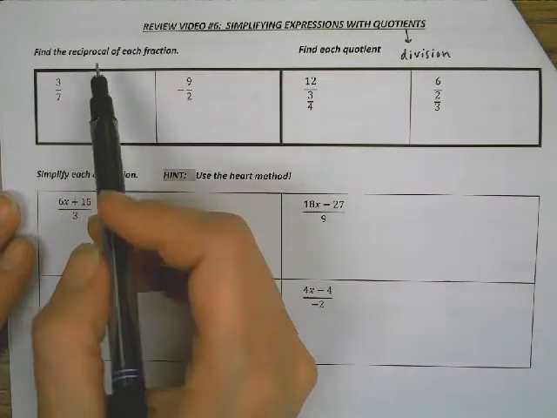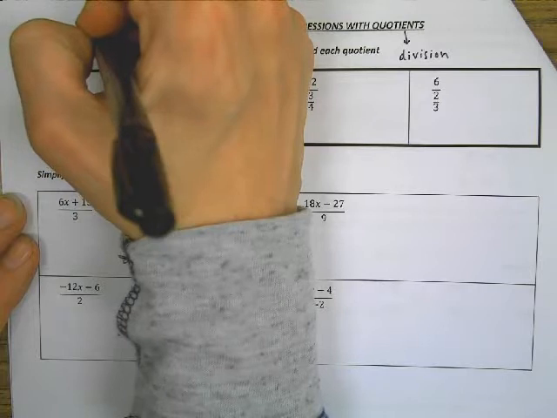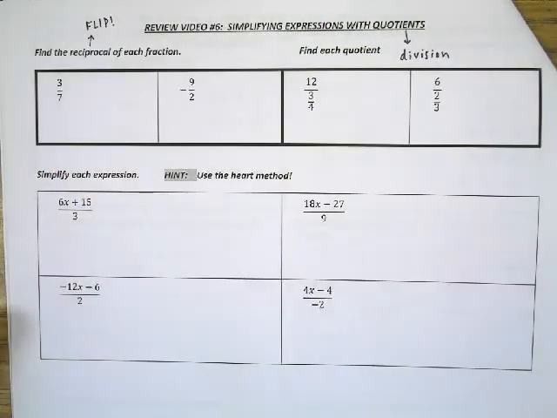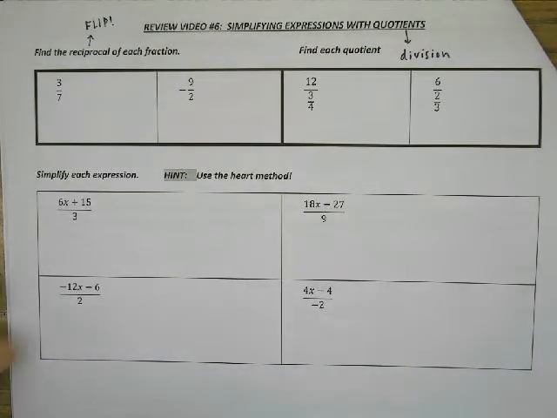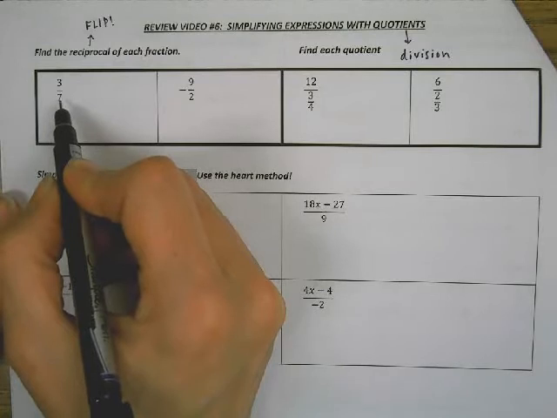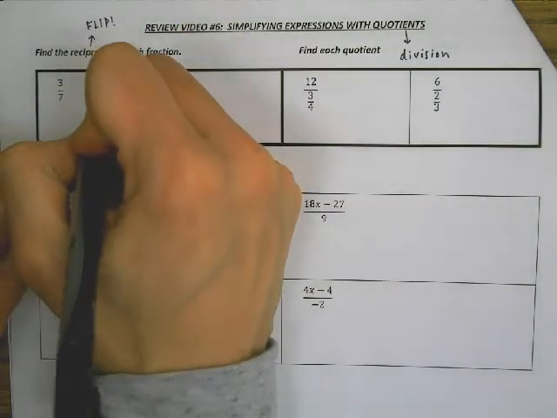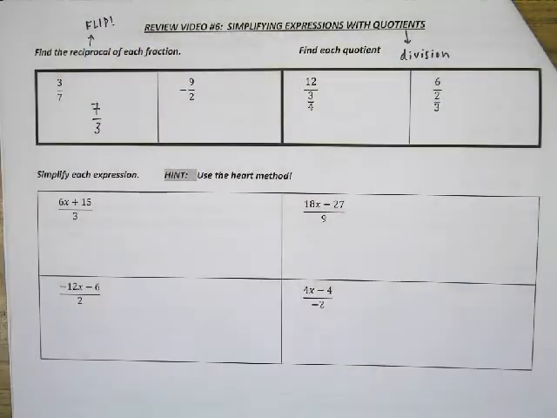And remember our key word here: when we see reciprocal, we are just thinking about the word flip. To find the reciprocal, we're just flipping that fraction. So my first one, if I have the fraction 3/7 and I were asked to find the reciprocal, I would just switch the numerator and denominator, and my reciprocal would be 7/3.